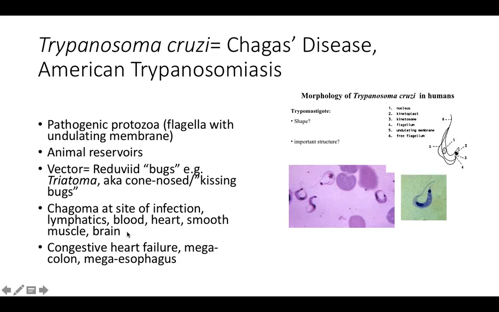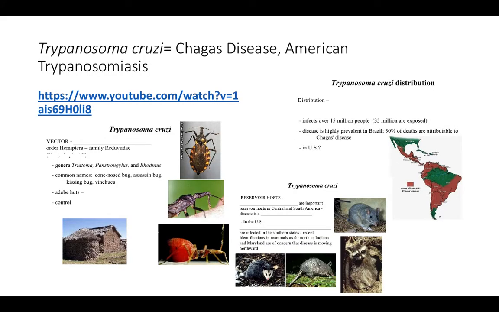The trypanosomes can invade the intestinal tract. Chronic infections can cause megaesophagus and megacolon, which are really damaging. They can invade the heart, and in chronic cases can cause congestive heart failure, which often, of course, will kill the victim.